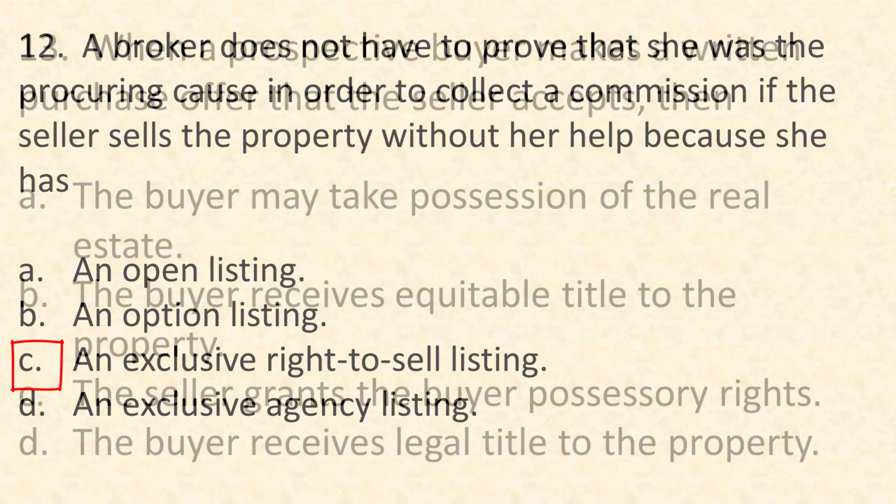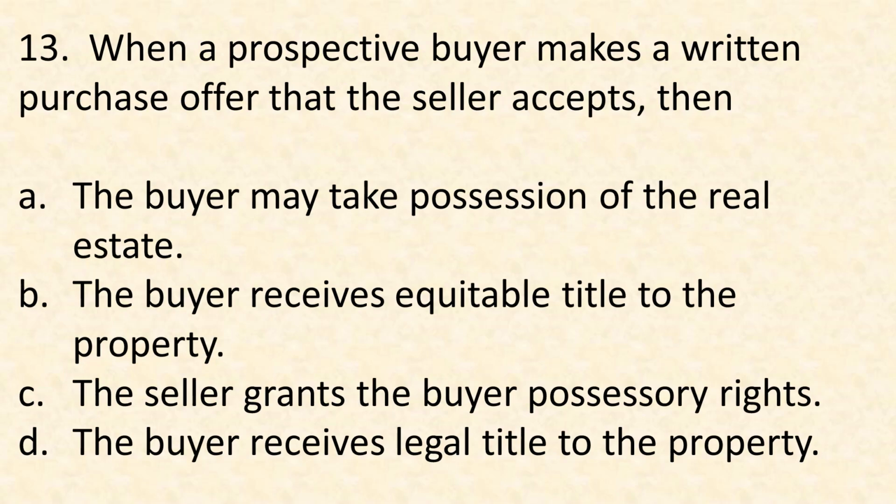Number 13. When a prospective buyer makes a written purchase offer that the seller accepts, then A, the buyer may take possession of the real estate. B, the buyer receives equitable title to the property. C, the seller grants the buyer possessory rights. Or D, the buyer receives legal title to the property.